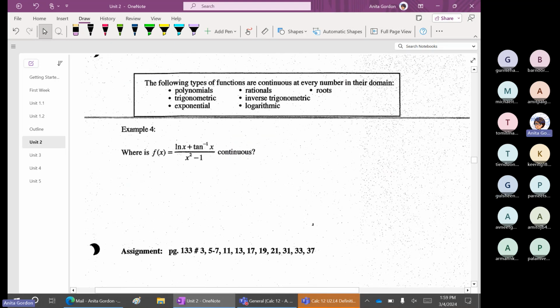Okay, last example, last box of importance. The following types of functions are continuous at every number in their domain: rational, polynomial, trigonometric, and so on. They are continuous at every number in the domain. So, where is the function log x plus inverse tan x over x squared minus 1 continuous?